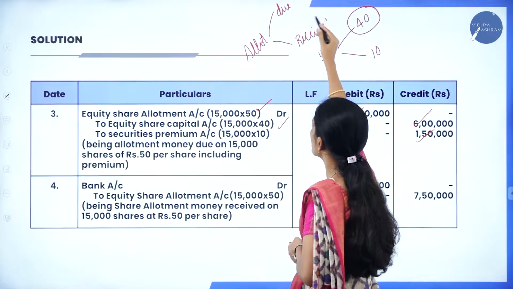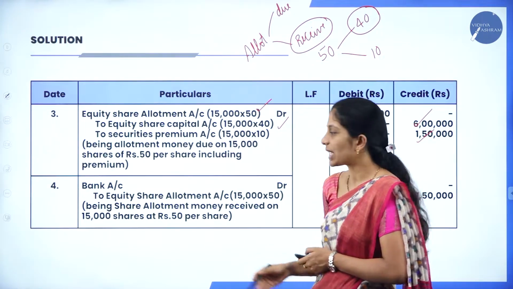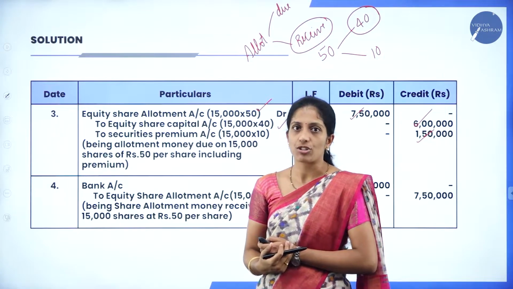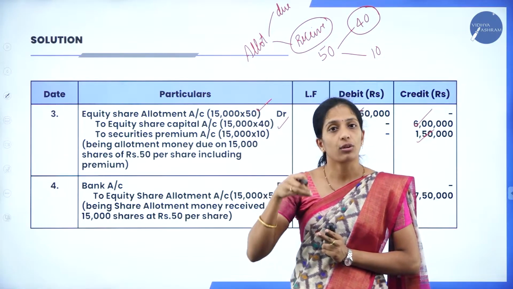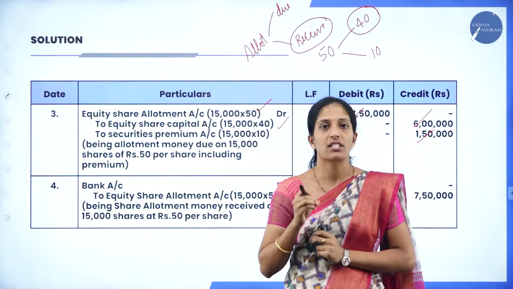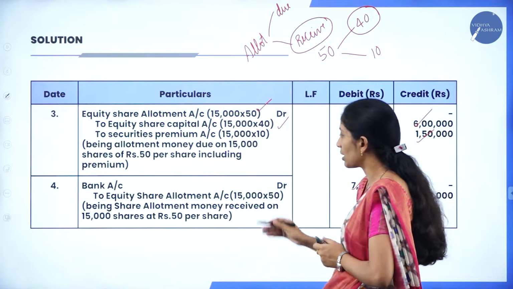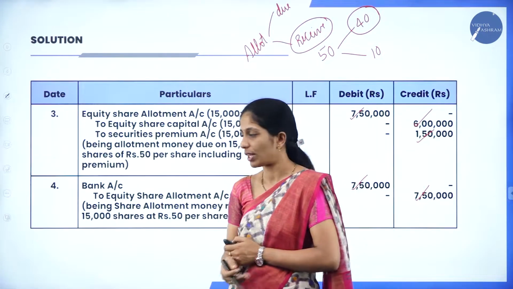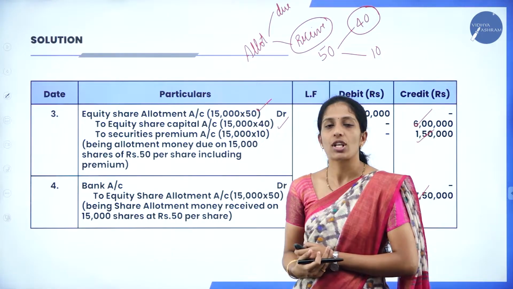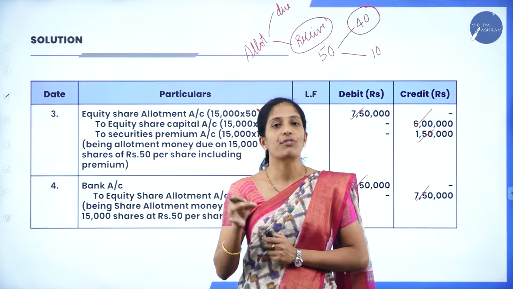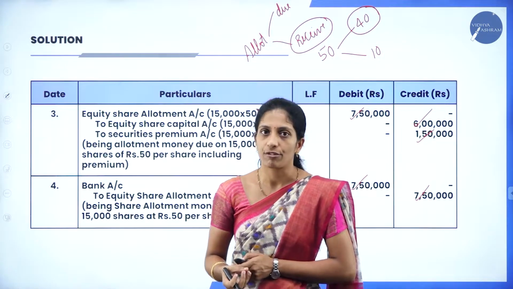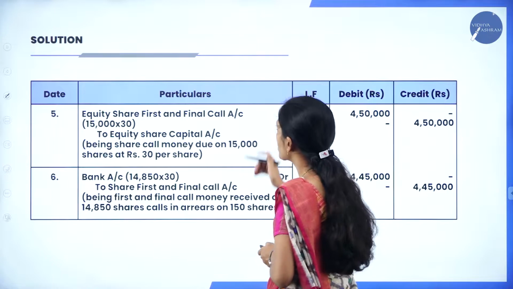Now, the next entry is for what? Receiving of allotment money, bank account debit to equity share allotment account. You have to include the premium also because we have received the premium also. So, how much? 7,50,000, that is 15,000 into 50. Write the narration: being share allotment money received on 15,000 shares of rupees 50 each.